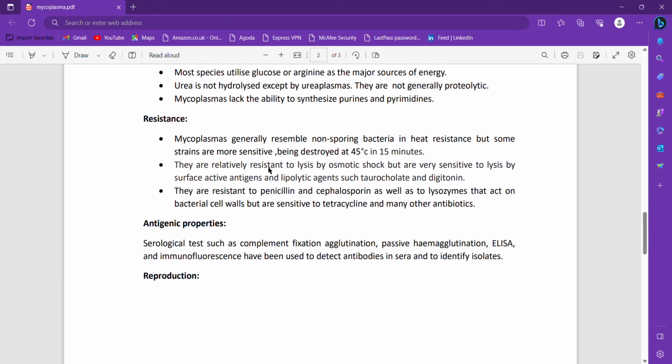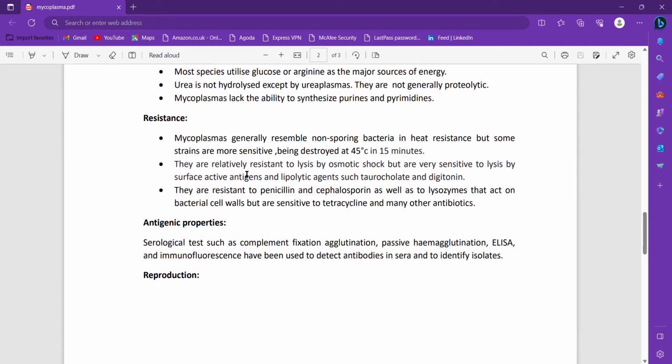And about their resistance, mycoplasma generally resemble non-sporing bacteria in heat resistance, but some strains are more sensitive, being destroyed at 45 degrees Celsius in 15 minutes. In only 15 minutes you can destroy them by raising the temperature up to 45 degrees Celsius.